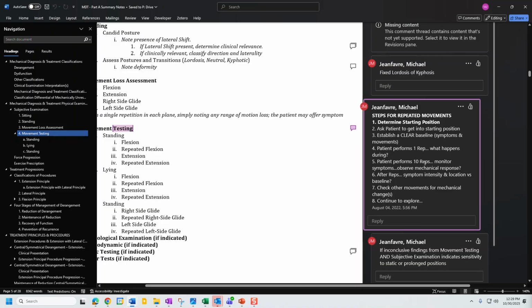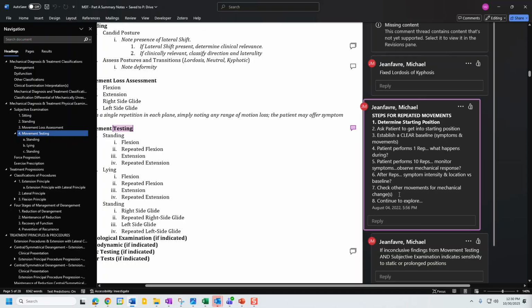The patient performs 10 repetitions, monitoring for symptoms. It's recommended that they cycle a breath at the end range of the position, as well as a momentary pause when they restore all the way back up. Observe the mechanical responses: are they getting further, is their range of motion getting less? After the repetitions, you're reassessing symptom intensity and location versus baseline.